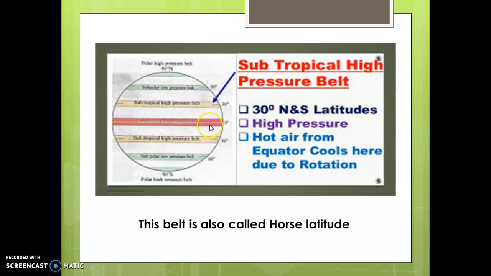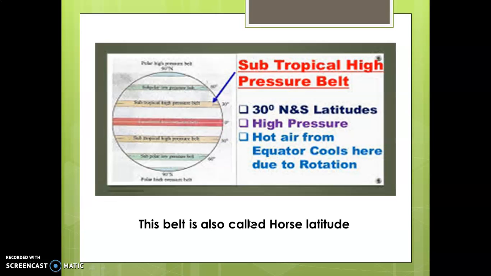Why high pressure? Because as I have told you in factors affecting, the speed of rotation is maximum near the equator, and when the wind gets deflected due to the rotation of the earth, the wind gets collected here. Or even due to high temperature, when the warm air expands and the hot air from the equator comes here, it cools down, and even due to rotation the winds get accumulated here. As a result high pressure exists. This belt is also called horse latitude, as it is considered a myth.